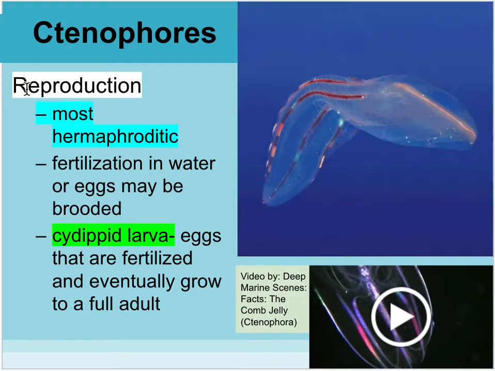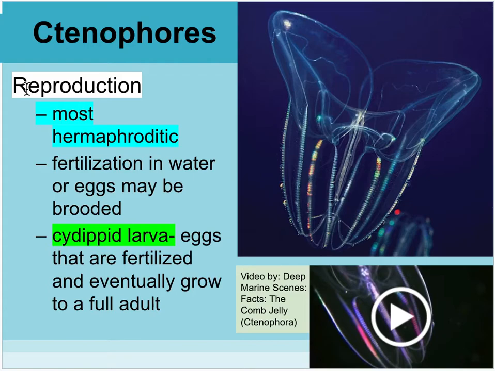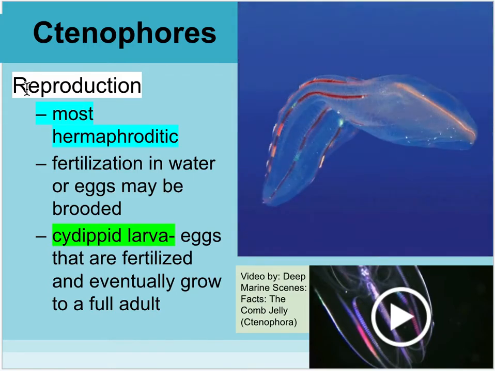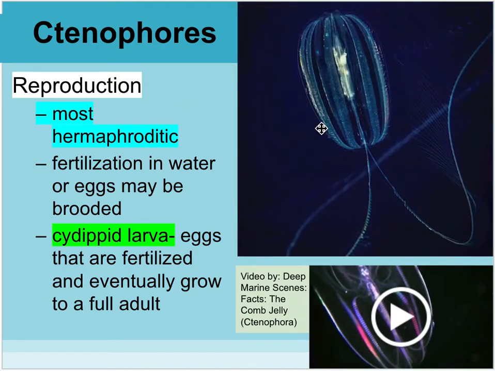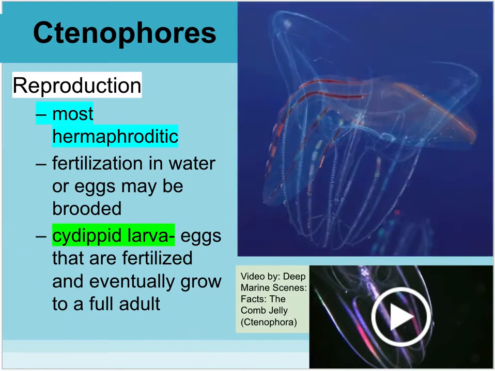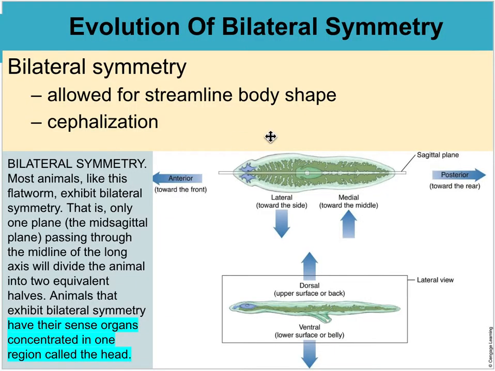For reproduction, they are mostly hermaphroditic, where they have male and female parts, and those eventually will find each other and grow into a full adult. Here's a Deep Marine Scenes Facts video, the comb jelly, Ctenophora, where it talks about that a little bit more.